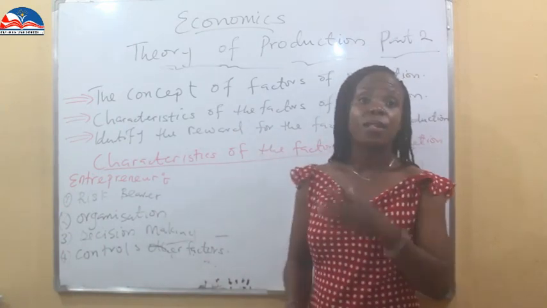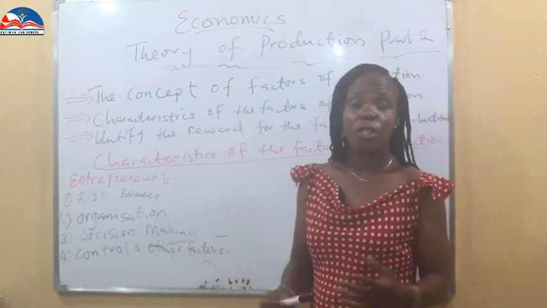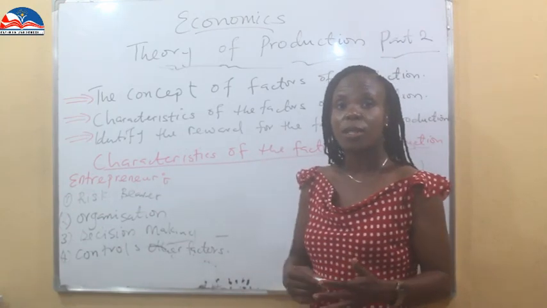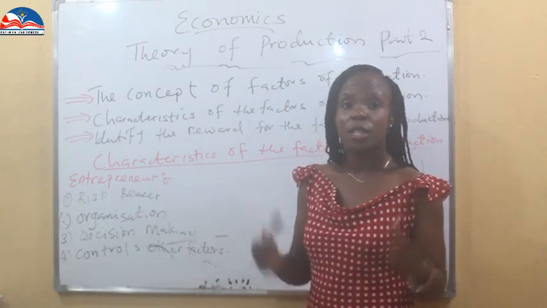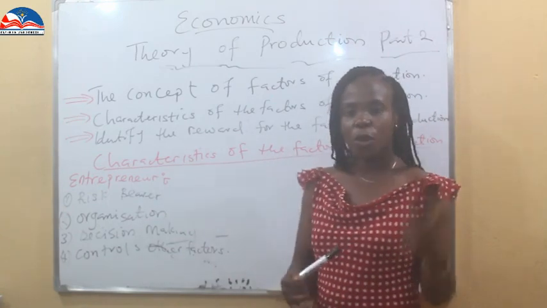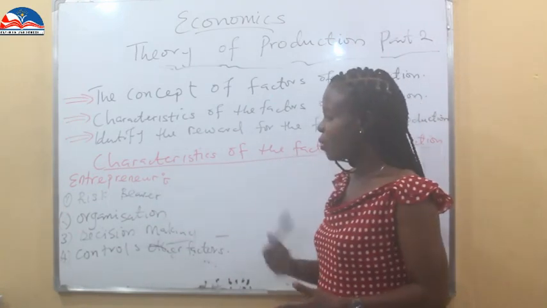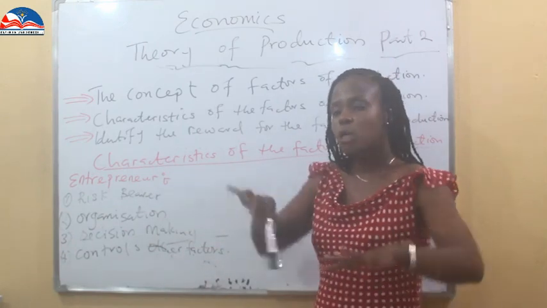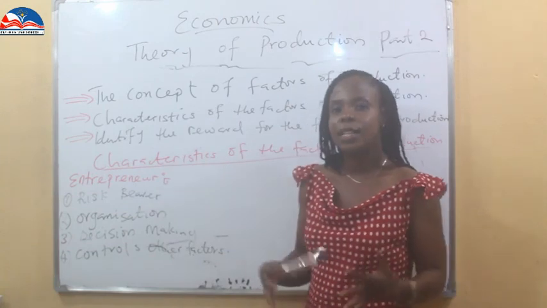Decision making: he makes the decision. If he fails in his decision making, the business fails. If he succeeds, the business succeeds. So his decision is paramount to the survival of the business. Then he controls other factors, like I told you, land, labor, capital. It's all put together in this process.